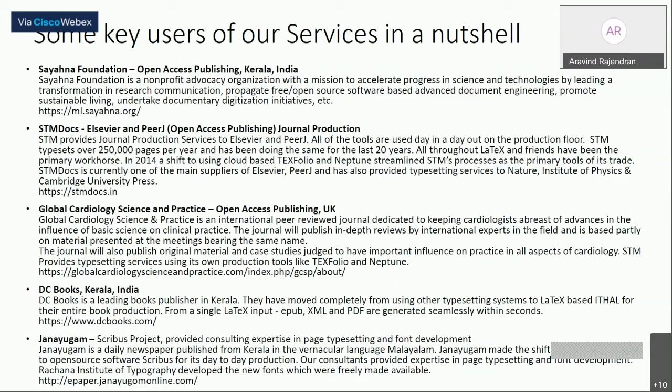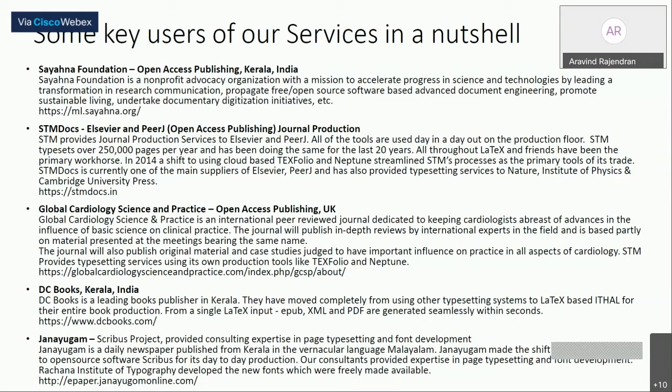This is where we're talking about cluster publishing or the idea of self-publishing. Here, this is a small journal. They release around 4 releases per year. In this case, they use our TechFolio and Neptune tools. They don't directly use it. We typeset all of their work for them, but the typesetting happens through these two tools, TechFolio and Neptune.